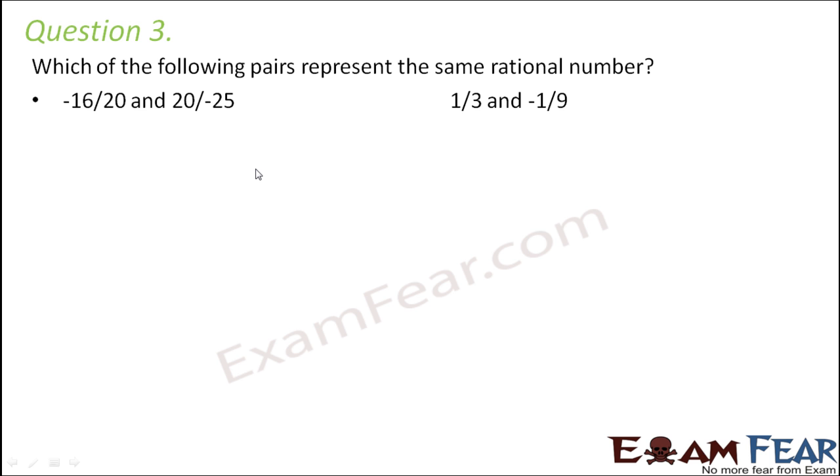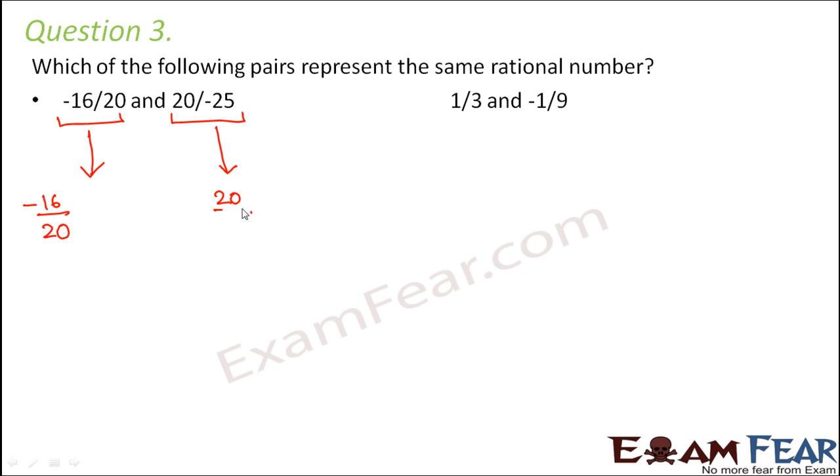So here we have question number 3. Which of the following pairs represent the same rational number? Minus 16 by 20 and 20 by minus 25. Now in order to see which number is actually represented by this rational number, we need to convert it to its standard form. So we will try to convert both of these rational numbers to their standard form. And how do we convert them into standard form? By finding out the HCF between the numerator and the denominator.